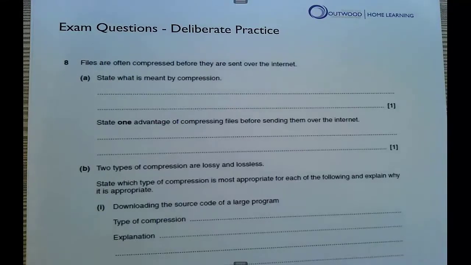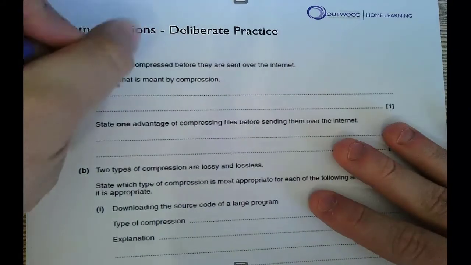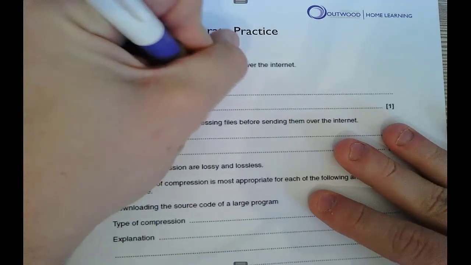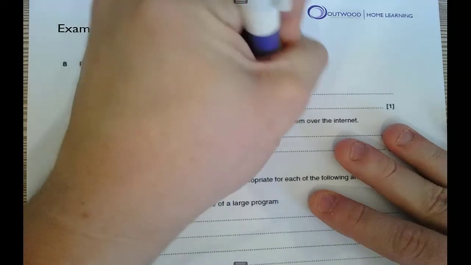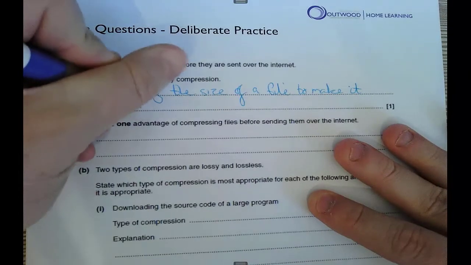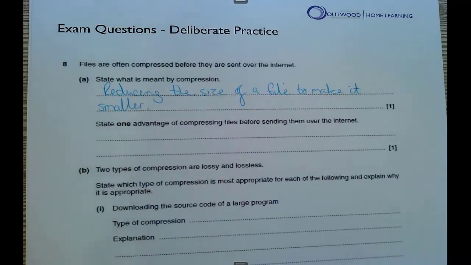Okay, so let's have a look at a couple of exam questions then and model some answers. So we've got here, files are often compressed before they're sent over the internet. State what is meant by compression. Okay, so you could almost answer this without actually having studied computer science. If you compress something, what are you doing? So we are reducing the size of a file to make it smaller. Okay, so 1 mark, nice and easy, state question.